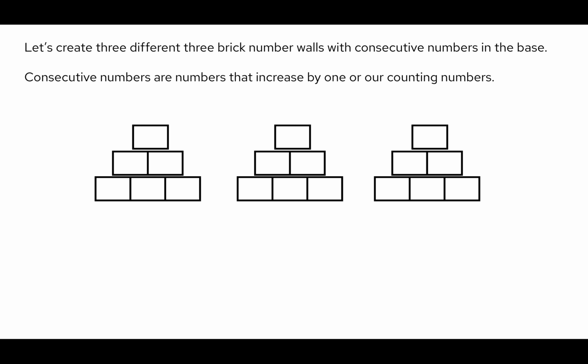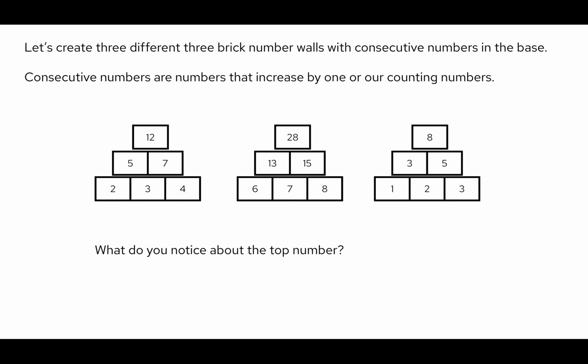So here are our 3 number walls. Let's use 2, 3, 4 to start with. So the sum of 2 and 3 is 5, 3 and 4 is 7, and 5 and 7 is 12. Then we can use 6, 7, 8. So 6 and 7 is 13, 7 and 8 is 15, and 13 and 15 is 28. And lastly, let's just use 1, 2, 3. So 1 and 2 is 3, 2 and 3 is 5, and 3 and 5 is 8.